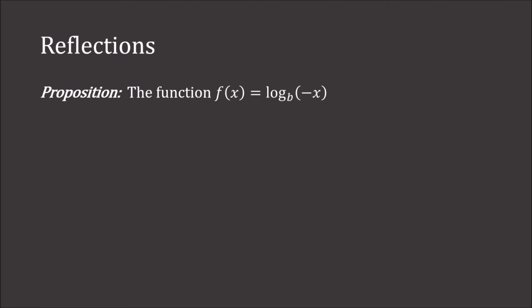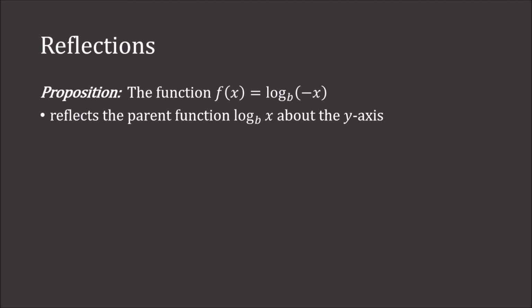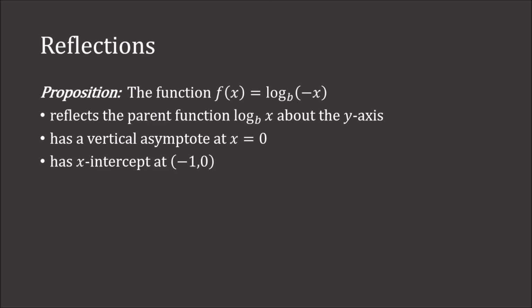The function f of x equals log base b of negative x will reflect the parent function log base b of x about the y-axis. Its vertical asymptote is still x equals 0. Its x-intercept is now (negative 1, 0). Its domain is now the set of all negative real numbers, and its range is still the set of all real numbers.